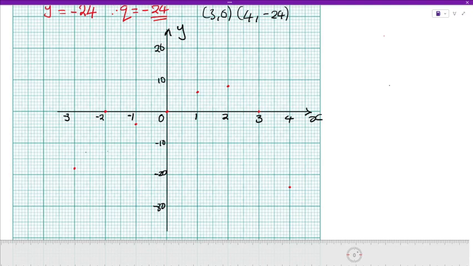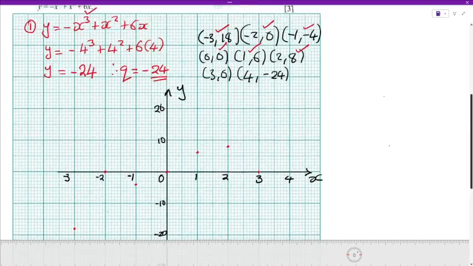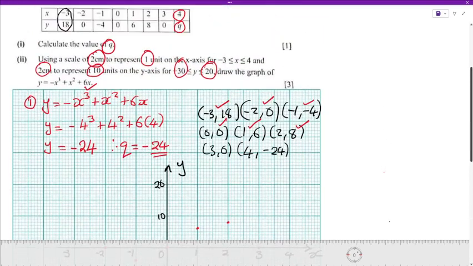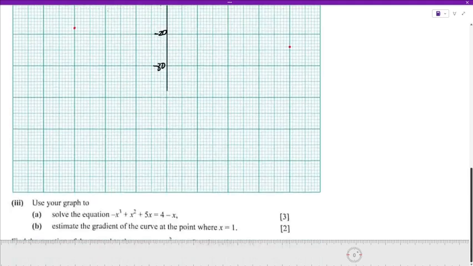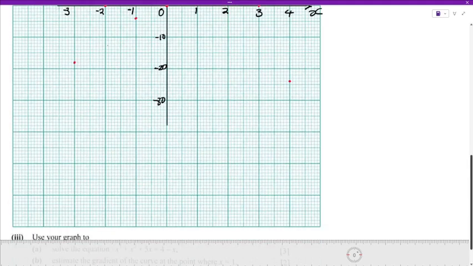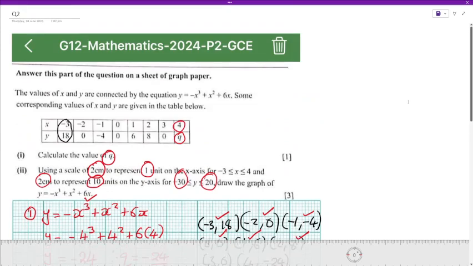So the graph will go something like, wait a minute, I think we've made a mistake here. That is -3, 18. The 18 is a positive. Let me just show you something. 18 here is a positive.